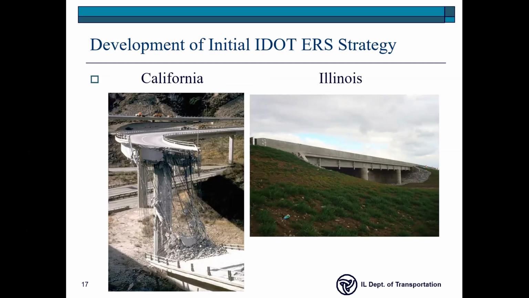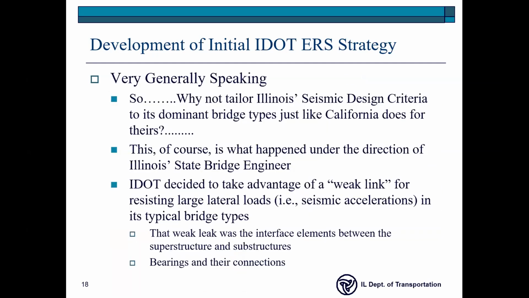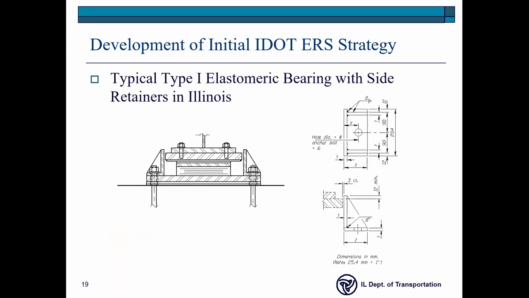These two bridge types behave fundamentally differently. So what we decided to do was to tailor our criteria to our bridge types, just like California tailored their bridge design criteria to their bridge types. What we decided to do was take advantage of what we would call a weak link. And our weak link, which is actually a good thing in this case, was the connection between our superstructures and our substructures, which are what we call our bearings.